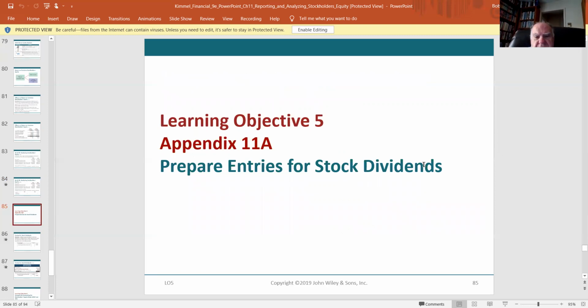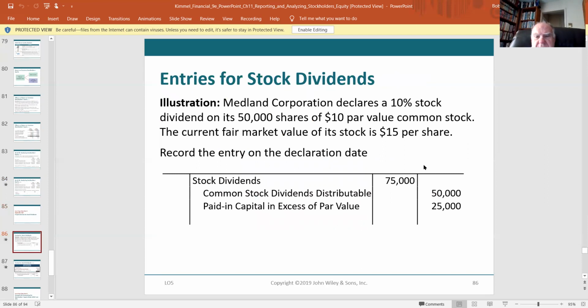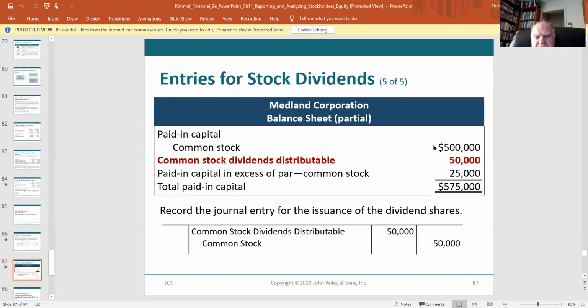And we're getting to the end here. Entries for stock dividends. Midland declares a 10% stock dividend. Record the entry. You debit retained earnings. When it says stock dividends, that also is the same thing as retained earnings. You debit retained earnings. You credit common stock at par, and the difference is paid-in capital in excess of par.